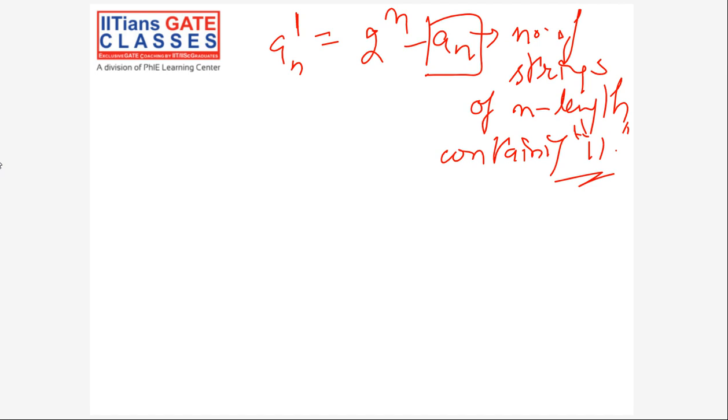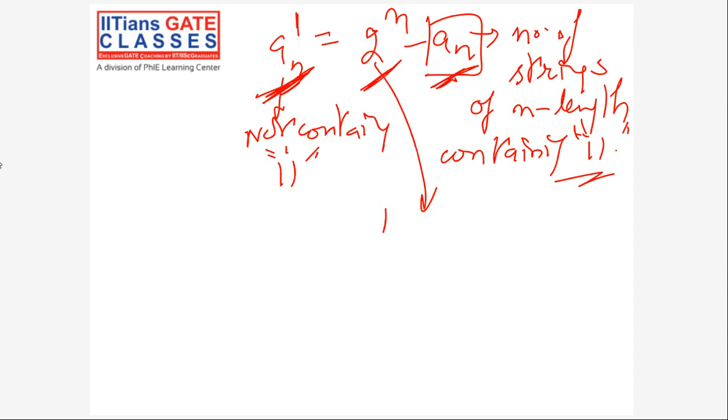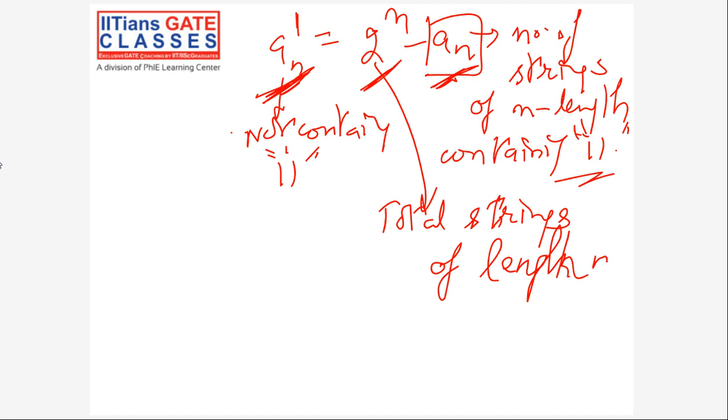Because total strings, how many are there? Total strings are 2 raised to power n. So if these many contain 1 1, these many will not contain 1 1. These are not containing 1 1, and these are the total strings of length n. Clear to all of you? Quickly tell me, clear?